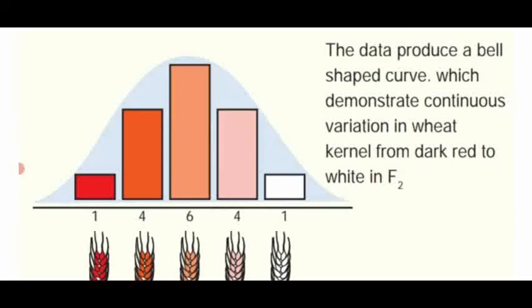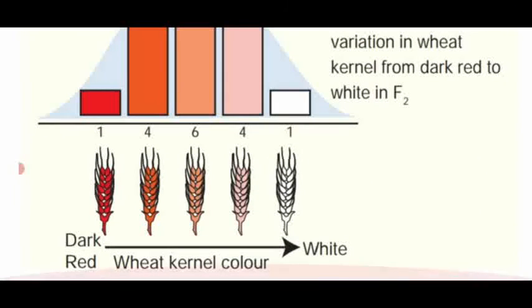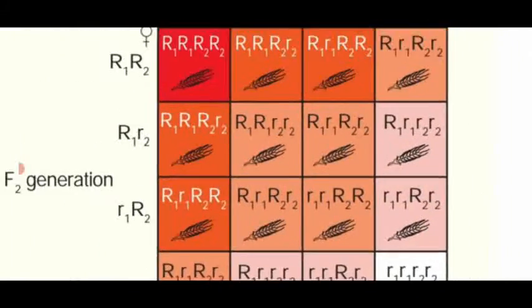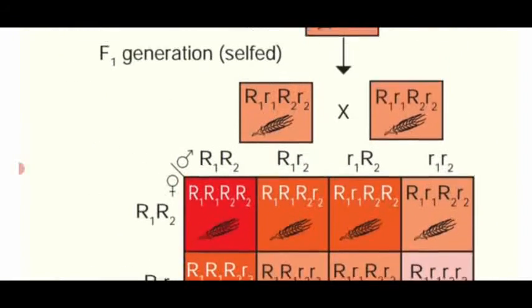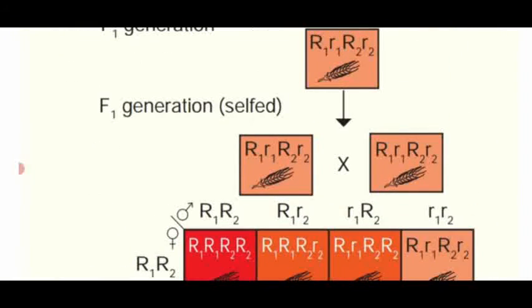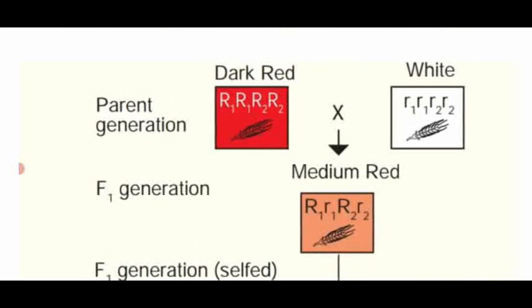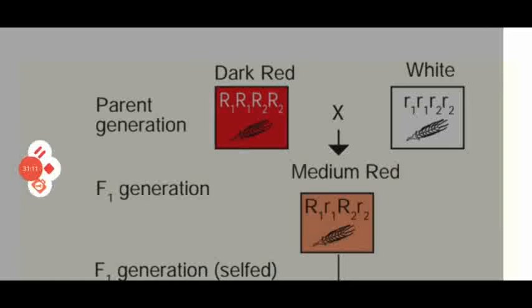If you are drawing a diagrammatic representation in a graphical manner, it shows the bell-shaped curve. So this is said to be the different kernel color of the wheat determined by many genes. That is said to be polygenic gene interaction. It is a very important 5-mark question.